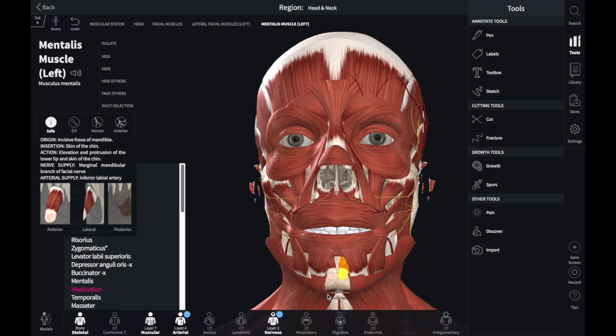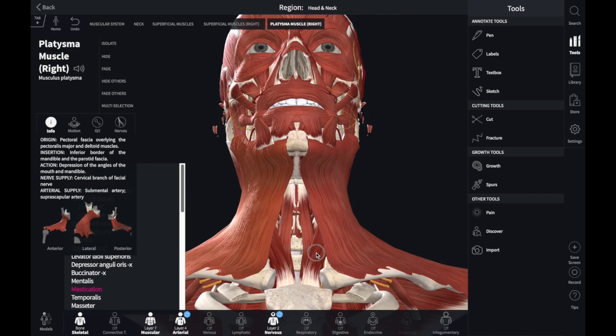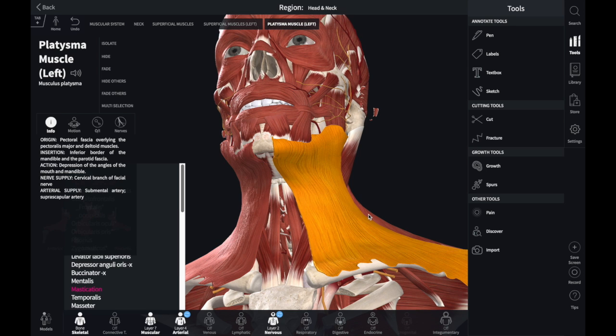The Mentalis, its origin is just below your incisors on your mandible, and then the insertion would be your mental or your chin. So its action is to elevate your chin, and when it does that, it'll actually cause your lips to protrude as if you were pouting. Platysma here, its origin is the clavicle, as you can see here, and its insertion is your lower mandible all the way up to the mandibular angle and mental. And its action is to depress the angle of the mouth as if to open your jaw.